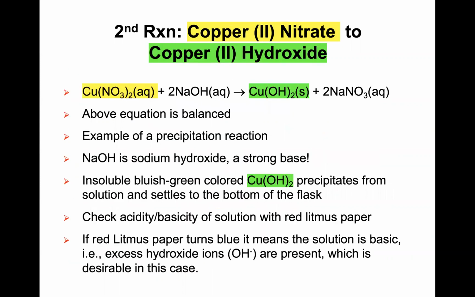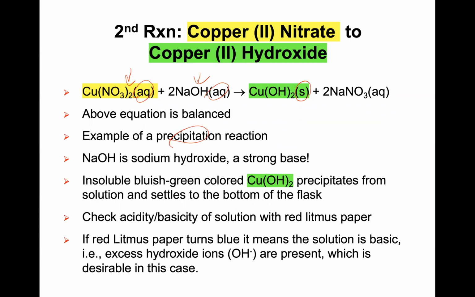For the second reaction, we convert the copper nitrate to copper hydroxide. This is a precipitation reaction. Here the copper nitrate is an aqueous solution that's soluble, and the sodium hydroxide is also aqueous soluble. But here you see the product is a solid, which is insoluble, so you form the precipitate. This equation is also balanced, and it is an example of a precipitation reaction.